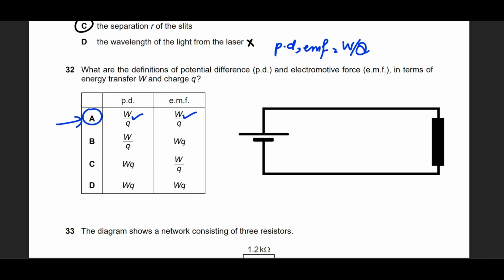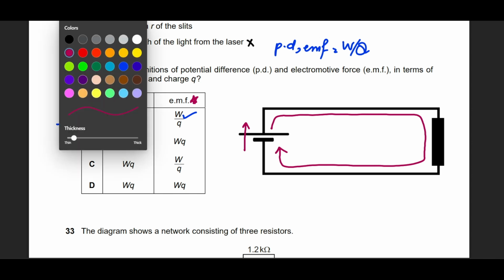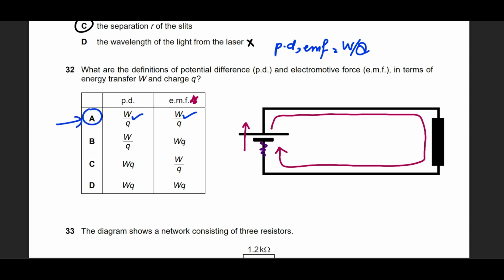You see, EMF actually deals with how much work the battery has to do in order to make sure that the electron can travel through the whole circuit. Now, of course, there are going to be some internal resistances of the battery. There are going to be internal resistances of the wires. There are going to be resistances of the resistor itself. So the battery has to compensate for all of them. That is why EMF is a different concept and potential difference is different.